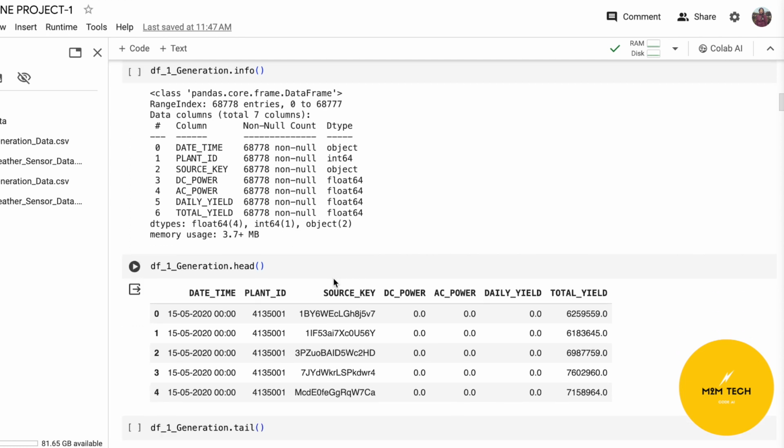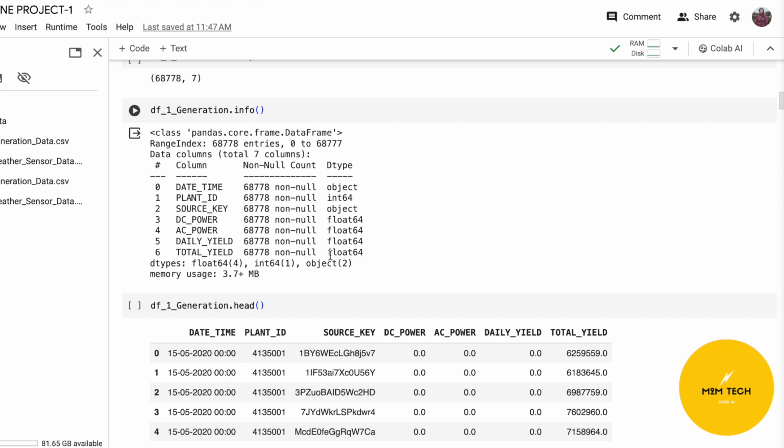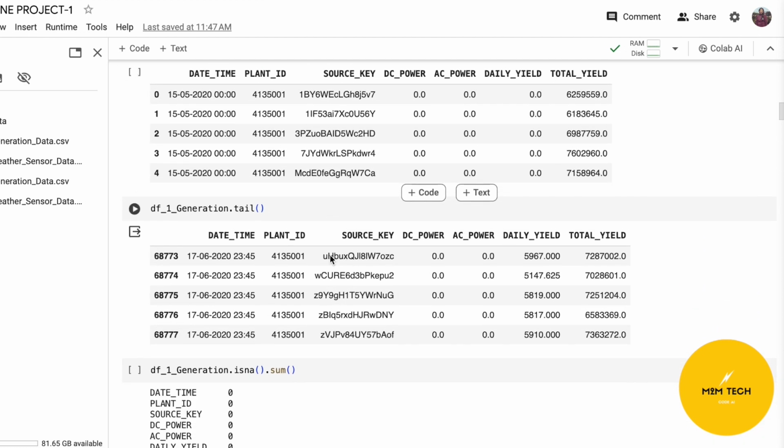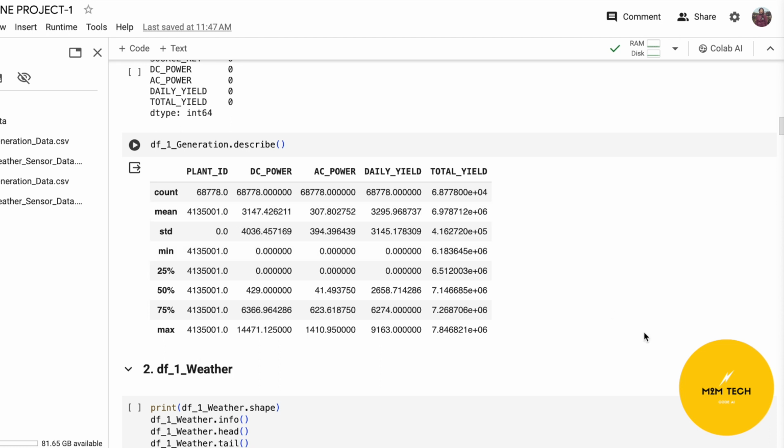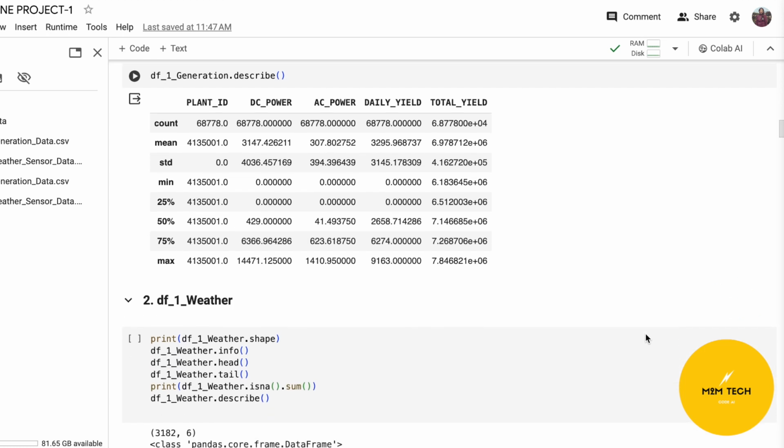I have used pandas to read the CSV file and perform basic operations using shape, info, head, tail, isna for finding the null values, the zero values, and describe so that I can find the minimum and maximum values of the whole data, the mean, count, standard deviation, and the percentile values respective to 25 percentile, 50 percentile, 75 percentile.